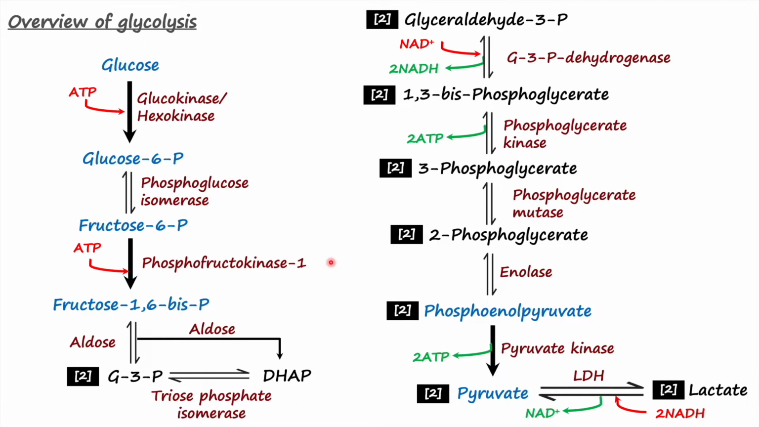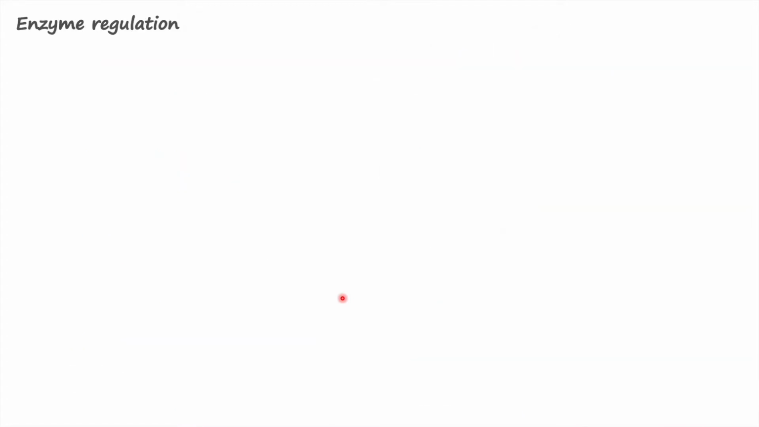So overall, there are three important irreversible reactions of the glycolysis pathway, and these reactions are carried out by the enzymes hexokinase, phosphofructokinase 1 and pyruvate kinase, and therefore these enzymes are under tight regulation to control the rate of glycolysis. Before we discuss how these enzymes regulate the glycolysis pathway, I first want to quickly discuss the two important mechanisms of enzyme regulation.